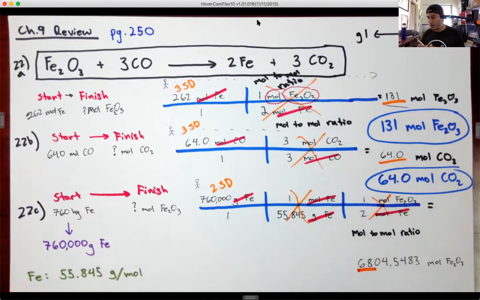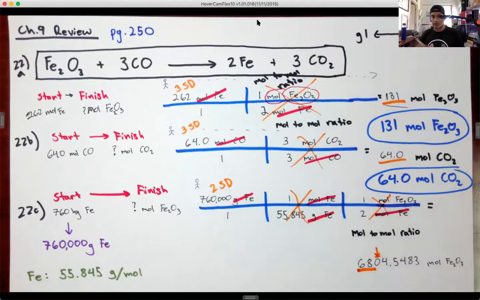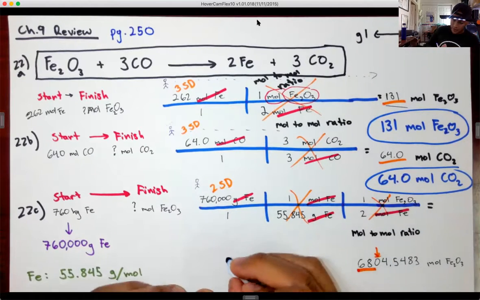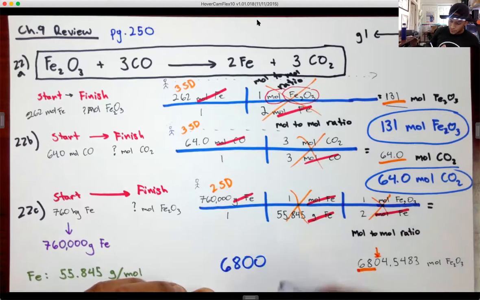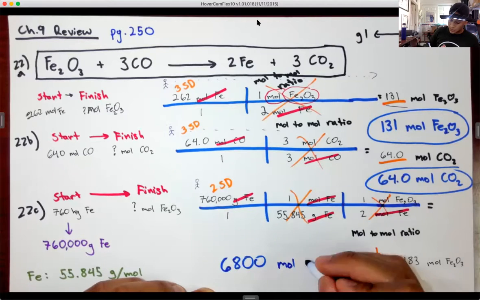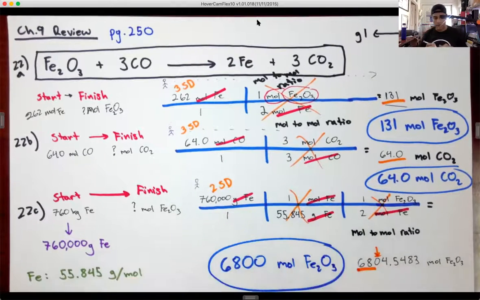So what's my final answer going to be? 4 or less, I'm going to let it rest, right? Which means that my final answer is going to be 6800 moles of Fe2O3. And that's my final answer, okay?